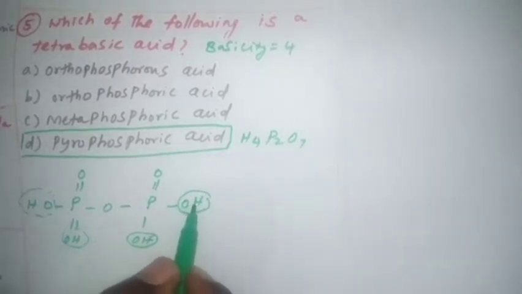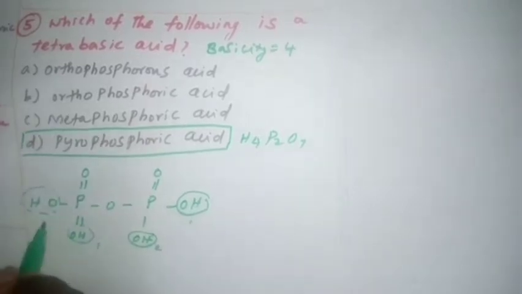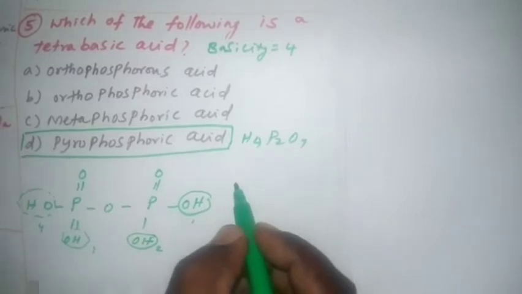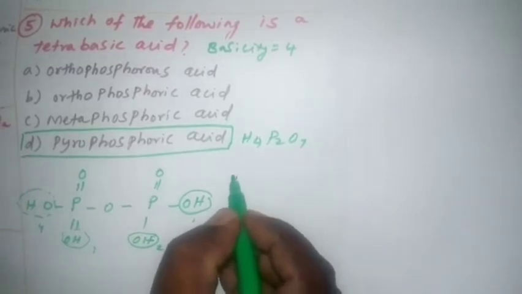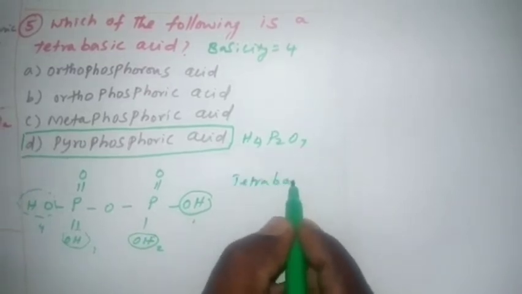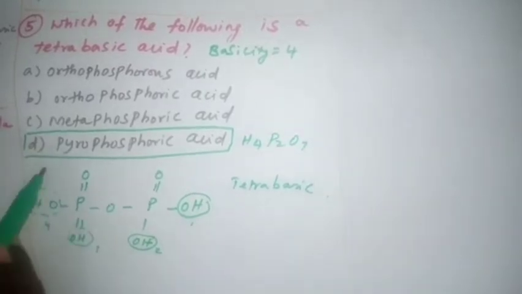So from the OH groups, the ionizable hydrogen ions, there are 4: 1, 2, 3, 4. Okay. So this is called tetrabasic acid. Tetrabasic. Clear? So option D is the right answer.